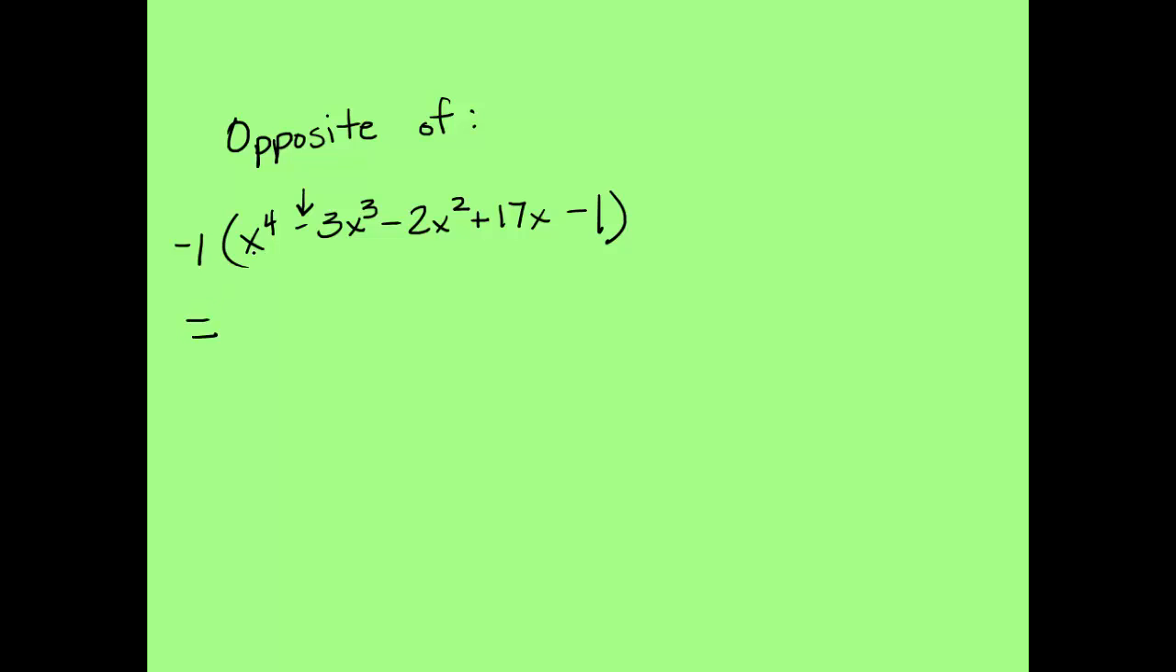So here we go. That positive x to the 4th turns into negative x to the 4th. And then I change the minus to plus, and the next minus to plus. And the plus 17 turns to minus 17. And the minus 1 changes to plus 1. So the opposite of a polynomial is really the opposite of all the coefficients in the polynomial. But it is also when we multiply by -1.